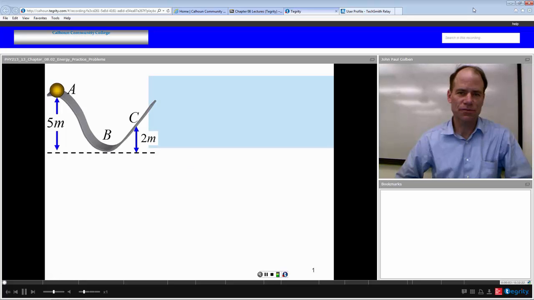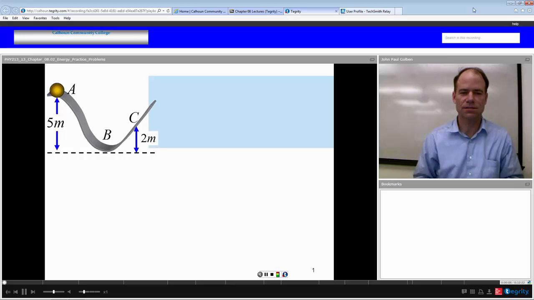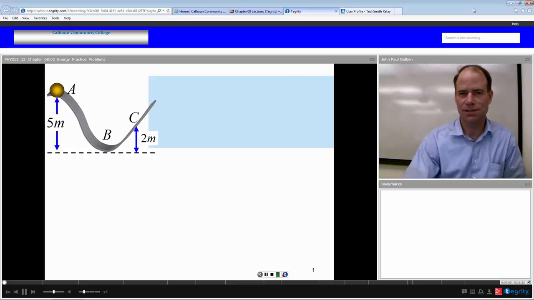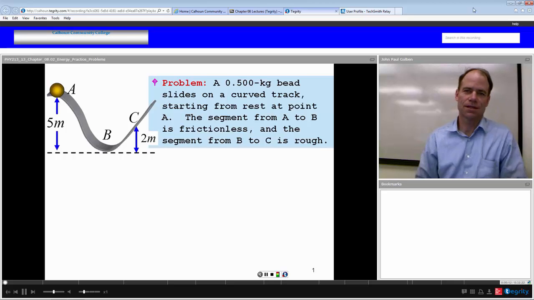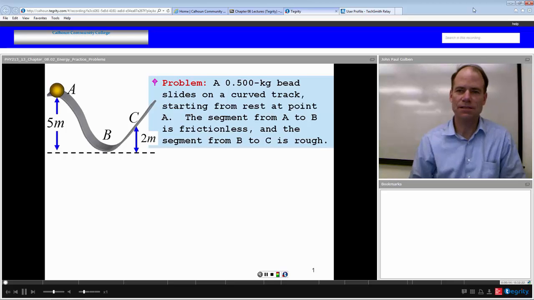Okay, now since we've introduced energy considerations, let's put them to use in a few problems. Take a look at this. A 0.5 kilogram bead slides on a curved track starting from rest at point A.